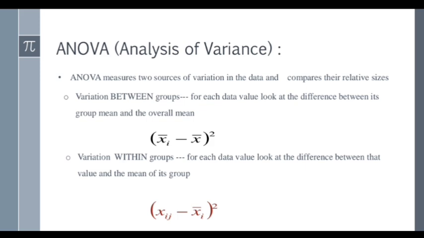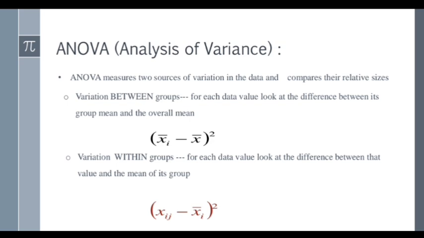Variation between groups: for each data value, look at the difference between its group mean and the overall mean. It may be denoted by (x̄i minus x̄) the whole squared. Variation within groups: for each data value, look at the difference between that value and the mean of its group. It is represented by (xij minus x̄i) the whole squared.